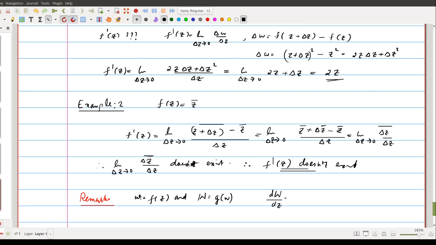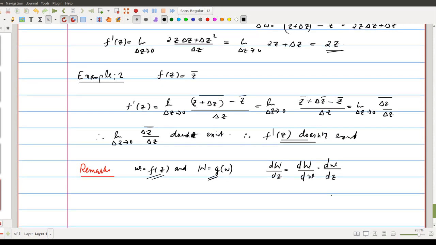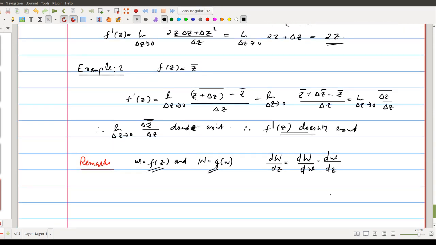So how will you differentiate this W? Exclusively, W is a function of omega. So first we write dW by d omega, and we multiply it with d omega by dz. These two derivatives can be easily evaluated from these two equations. So dW by dz is equal to dW by d omega times d omega by dz. This is the same rule we used in the real analysis classes, so please remember this.